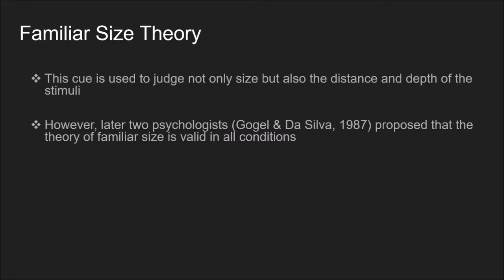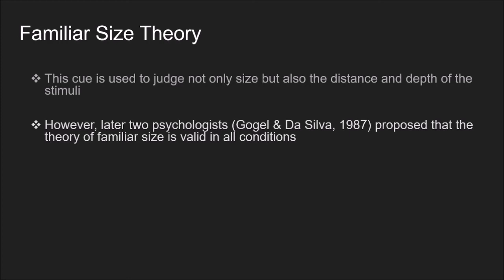Familiar size theory. This cue is used to judge not only size but also the distance and depth of the stimuli. We know the visual angle for a stimulus decreases with the decrease in the distance. Our brain uses this information, that is visual angle, along with our previous information of the size of the targeted stimulus and determines its actual size, distance, and depth. Thus, according to this theory, familiar size influences our size perception, which in turn influences distance perception.